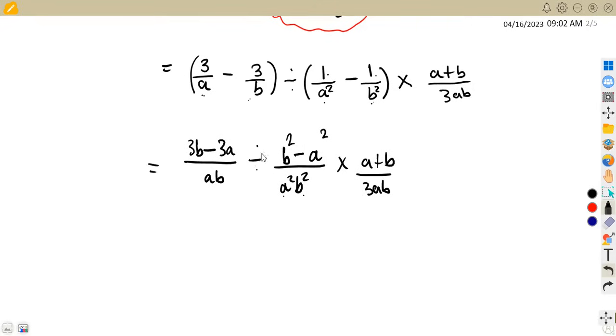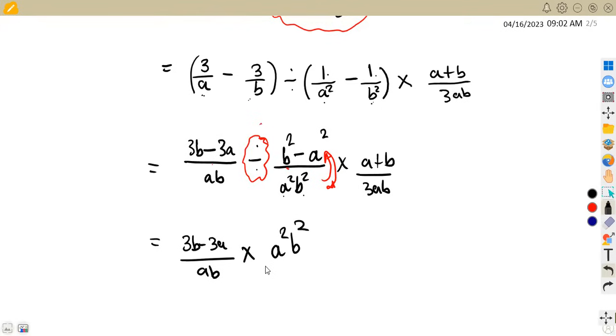So take note here that you are dividing. So in order for you not to confuse, immediately introduce multiplication, because you now have a fraction and a fraction. So the moment you introduce a multiplication here, you are going to invert the second fraction. So this means we are going to have 3b minus 3a over ab times, the moment you multiply, you invert the second fraction.